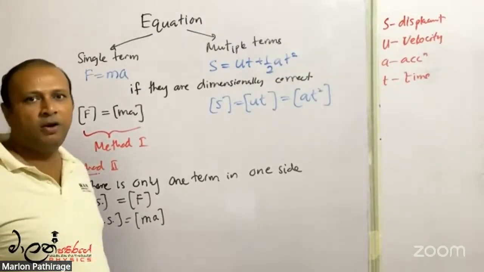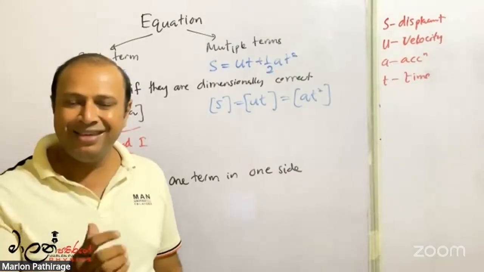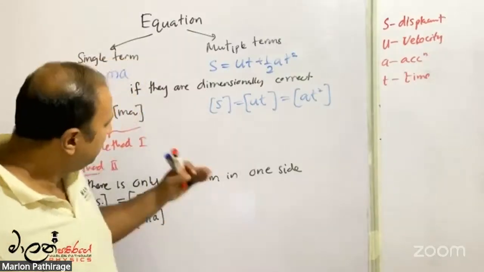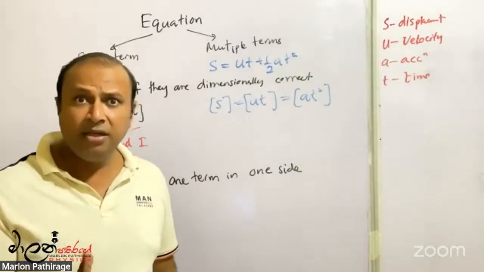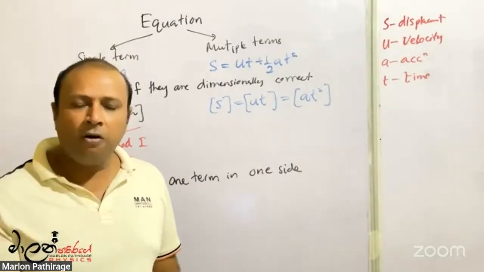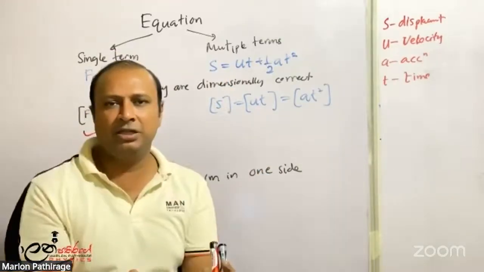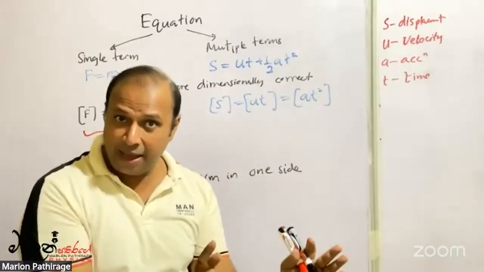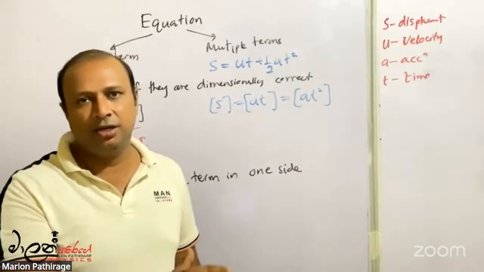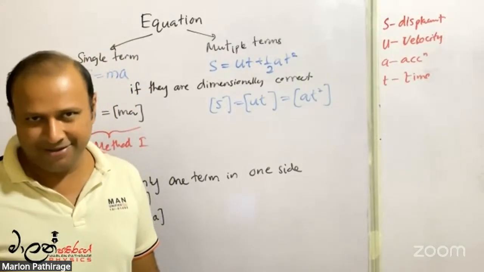Otherwise, the most accurate way is determining the dimension of each term separately and then determining whether all of them are equal or not. If all of them are equal, then you can say all the terms in this equation have the same dimension. Therefore, this equation is dimensionally correct.